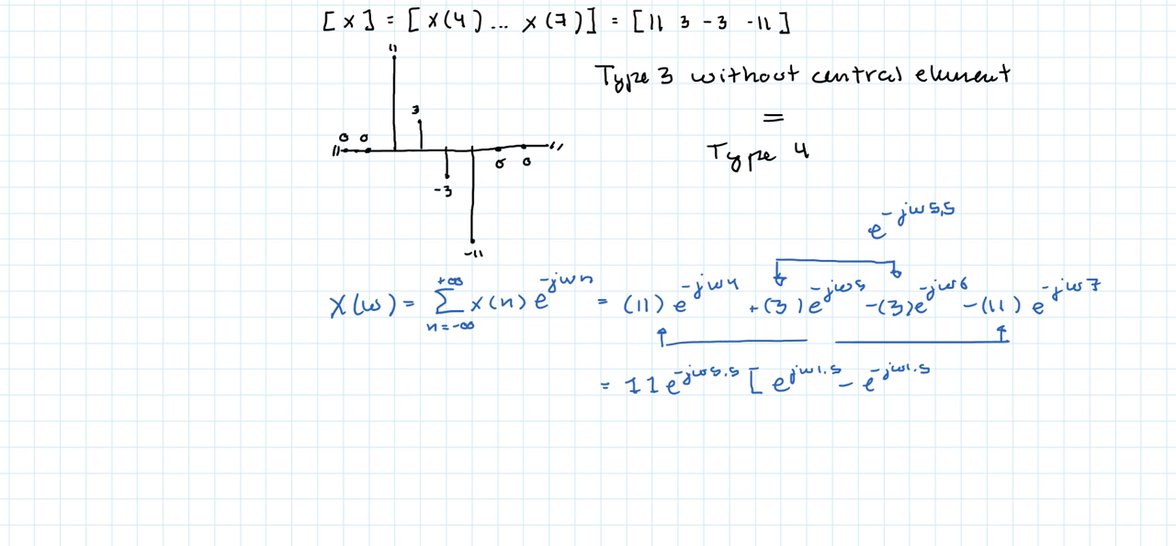Yeah, that's right. Plus 3 e to the minus jω5.5 times, we're going to move this here, e to the jω0.5 minus e to the minus jω0.5.